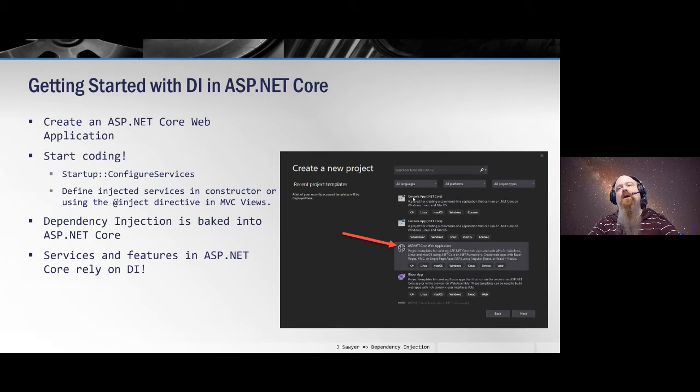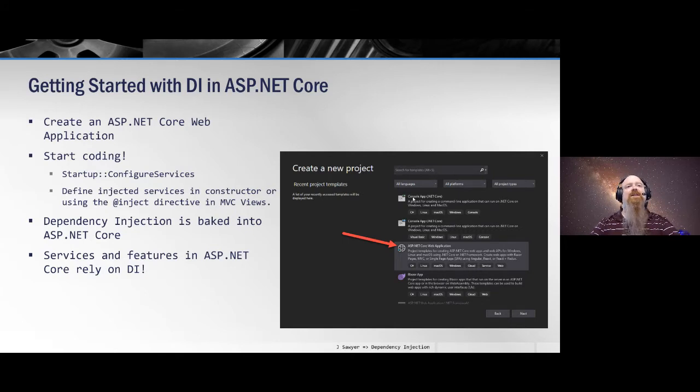But with ASP.NET Core, they've built it into ASP.NET Core itself. There are no separate libraries, no separate utility or anything like that. It's just there. So all you have to do is create an ASP.NET Core web app. That's it. And then start coding. You configure your services in Startup, ConfigureServices. You define your injected services in your constructor, or by using the @inject directive in an MVC view. And it's just there. In fact, a lot of the services and features that you use in ASP.NET Core are built on top of dependency injection. So whether you're actually using it or not for your own code, the ASP.NET Core framework is already doing it for you.